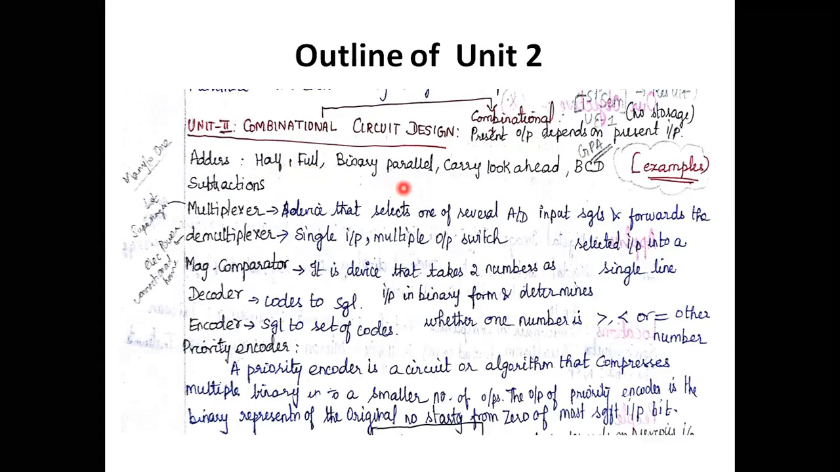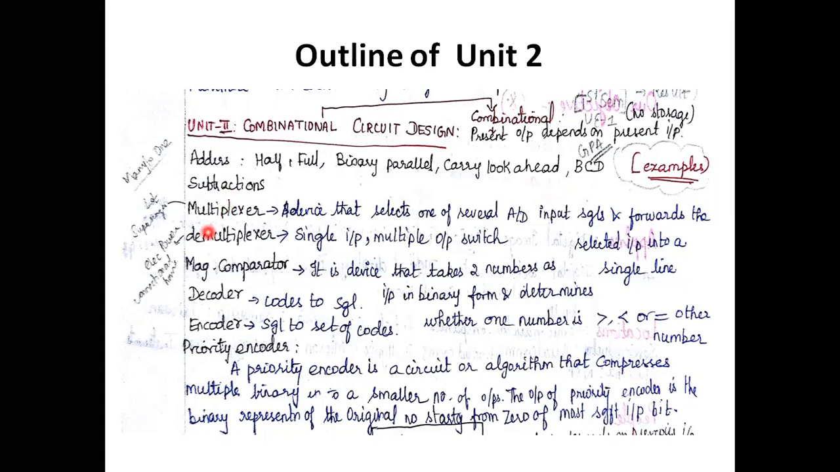Then you have the binary parallel adder for doing addition in parallel. When you want to do the addition in a very fast manner, we can go for the carry look ahead adder. Then you will have binary coded decimal additions. Then similarly we will have the operations for subtraction.